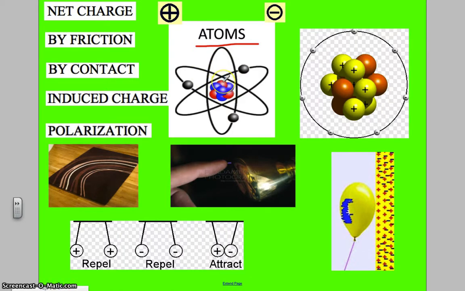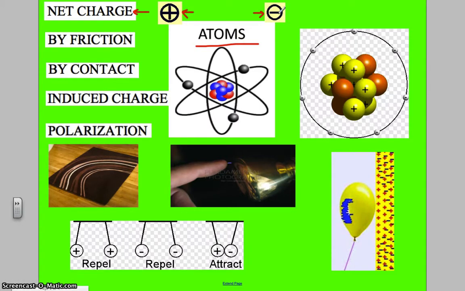Whenever there is an imbalance of the number of positive protons and the number of negative electrons, then the molecule has what's called a net charge. If you have more positive, the net charge, of course, will be positive. If you have more negative, the net charge will, of course, be negative.